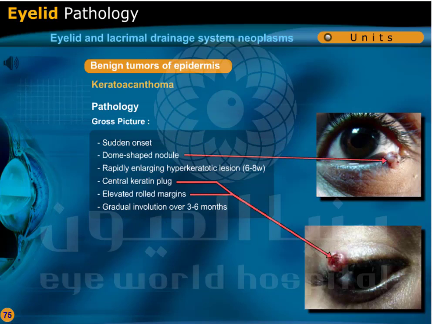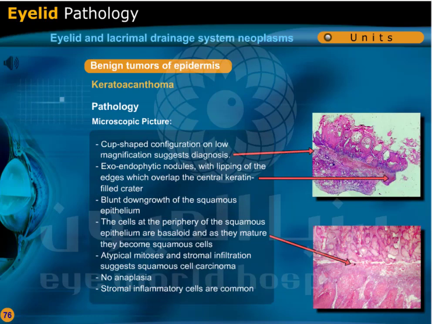Keratoacanthoma has a sudden onset and is a rapidly enlarging hyperkeratotic lesion within 6 to 8 weeks. It appears as a dome-shaped nodule with central keratin-filled crater and elevated rolled margins. It undergoes gradual involution over 3 to 6 months. Microscopically, there is a central keratin plug. There are acanthotic, hyperkeratotic, and dyskeratotic epithelial cells. No dysplasia is present, and inflammatory cells are common.